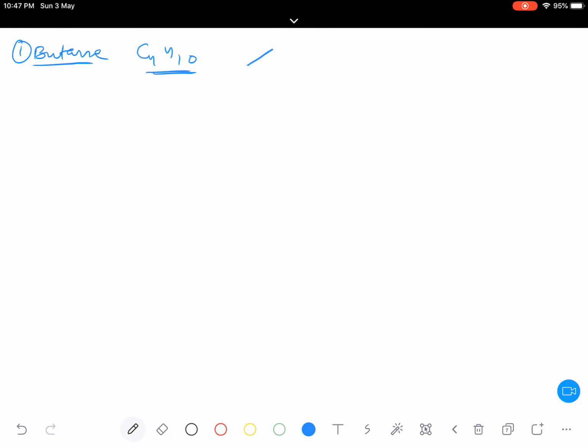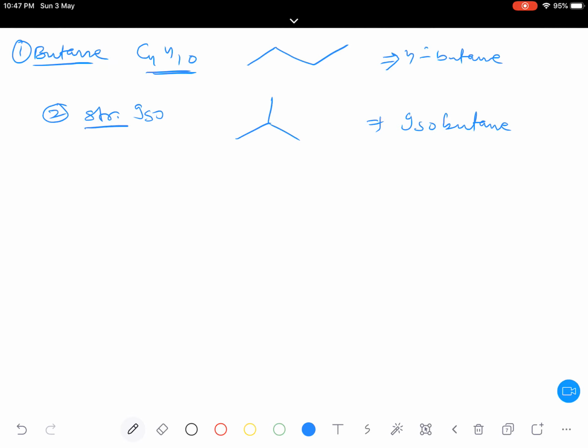So I can write, this is N-butane, and this you can write as isobutane, but if I want to write its IUPAC name, I will write it as 2-methyl propane, right? So the IUPAC name will come out to be different. Here 2 structural isomers are possible for butane. Is that clear? Similarly, we can do the same for pentane also, correct?